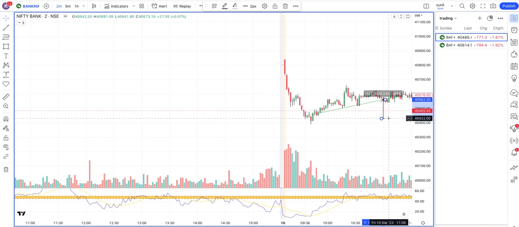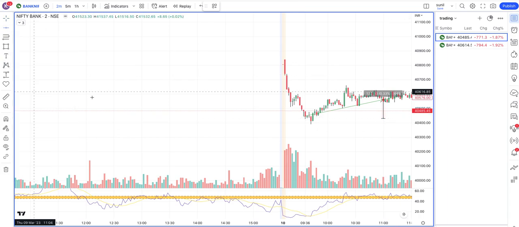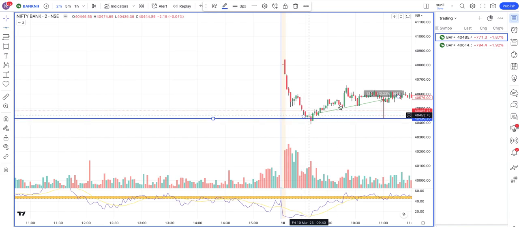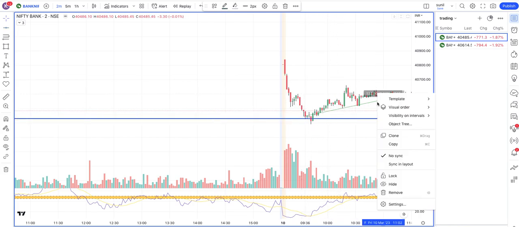So I had this analysis that okay, the market might come until here. So let's say around here, right? So this was my anticipation.